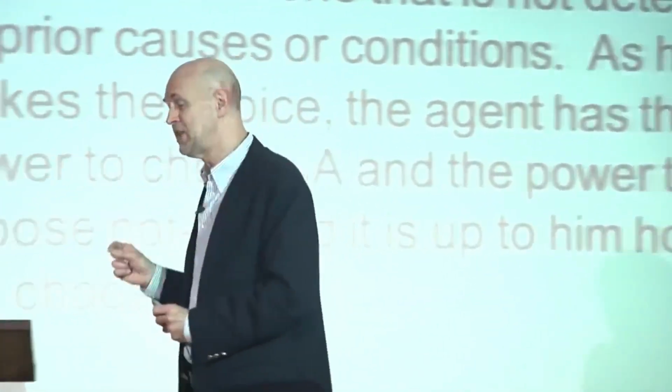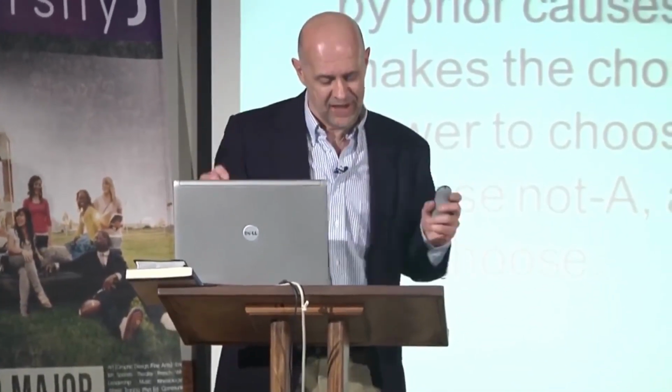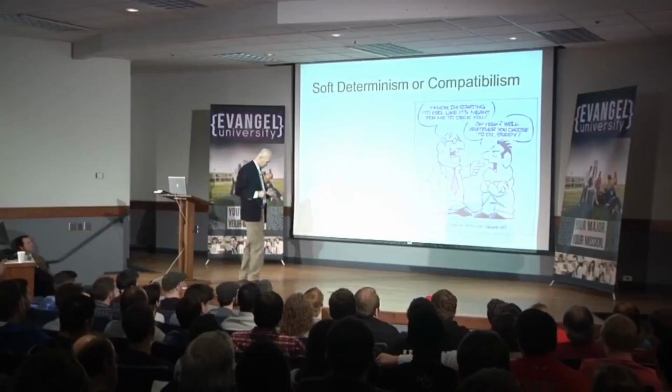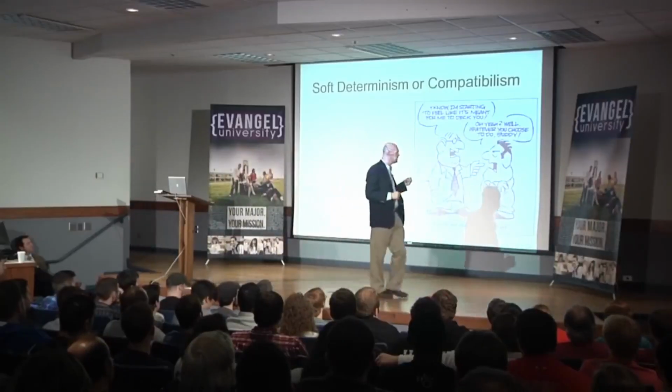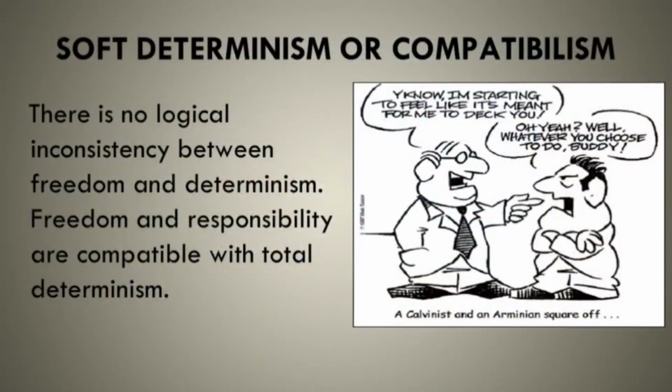Now, here's what you need to get. The Calvinist doesn't agree with this view of freedom. For the Calvinist, freedom is a different matter altogether. We can call this view, and it is called, self-determinism or compatibilism. And here's what the self-determinist compatibilist holds. There is no logical inconsistency between freedom and determinism. Freedom and responsibility are compatible with total determinism.